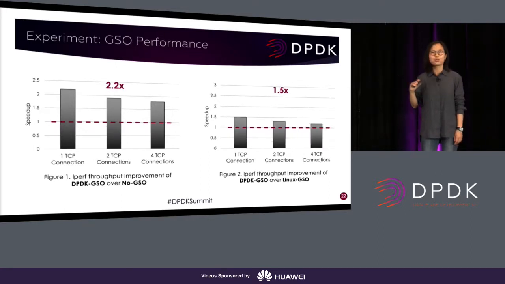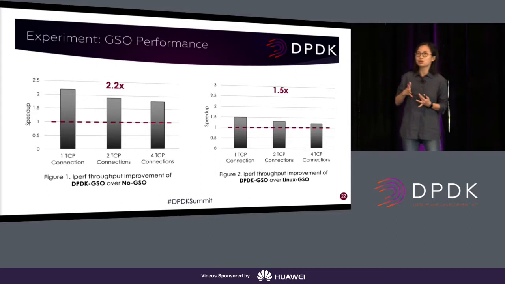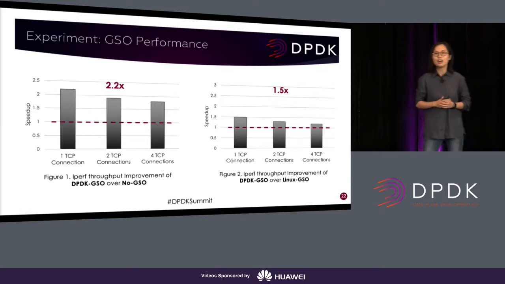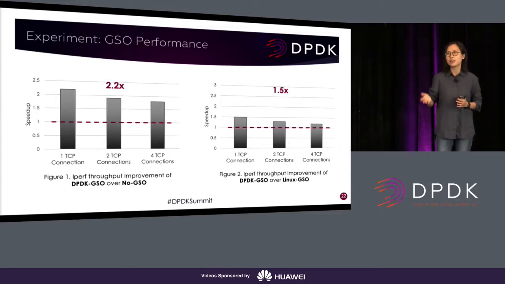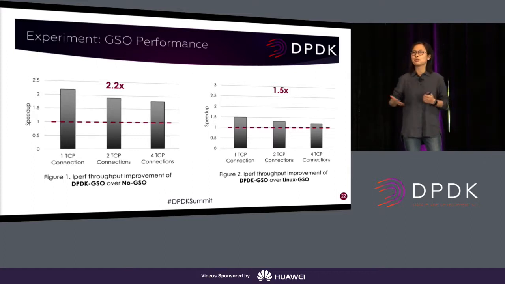And we have two figures for GSO. Compared with no GSO enabling, our performance is up to 2.2 times that of no GSO enabling. And compared with Linux GSO, our performance is 1.5 times. As you can see, our DPDK GRO and GSO library can improve the iPerf throughput greatly. So maybe you can use our library to improve your application performance.